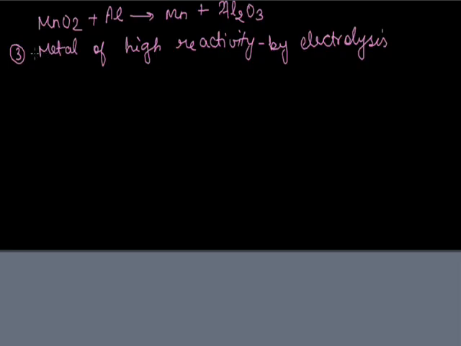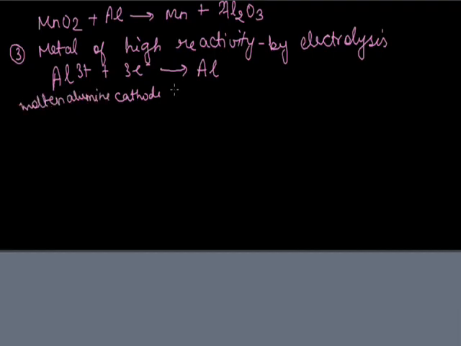Aluminium oxide is very stable and aluminium cannot be prepared by reduction with carbon. It is prepared by electrolysis of molten aluminium oxide. It may be noted that during electrolytic reduction of molten salt, the metal is always obtained at the cathode.